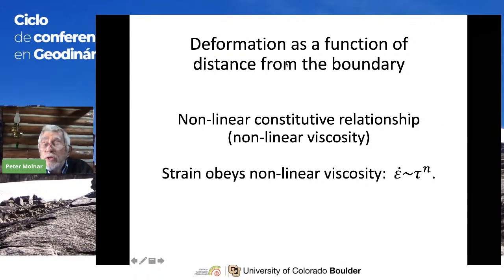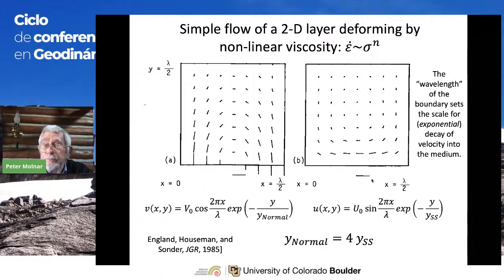So we've just covered the simple case. Deformation is a function of distance from the boundary. Now let's let there be a non-Newtonian, non-linear constitutive relation, non-linear viscosity, where strain rate obeys an equation like this, where it varies with some power of the shear stress or with the deviatoric stress, however you've defined it. This is a much more complicated problem. I'm just going to give you the answer.